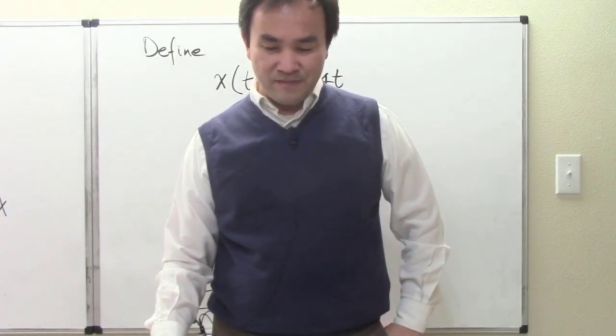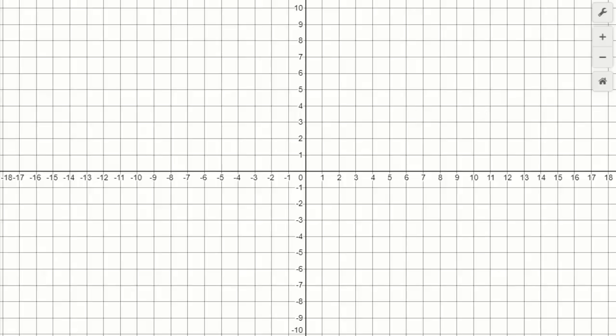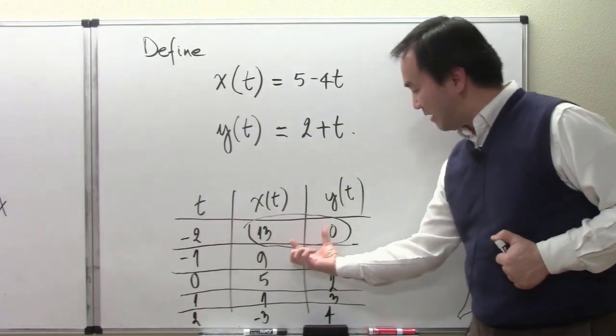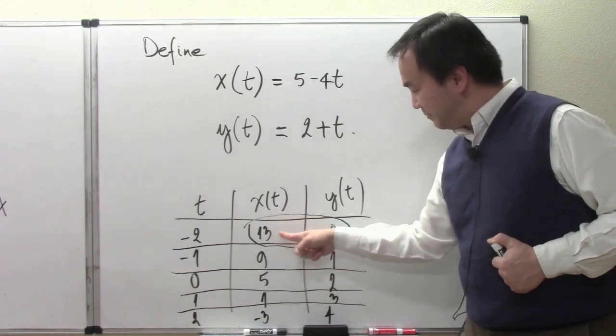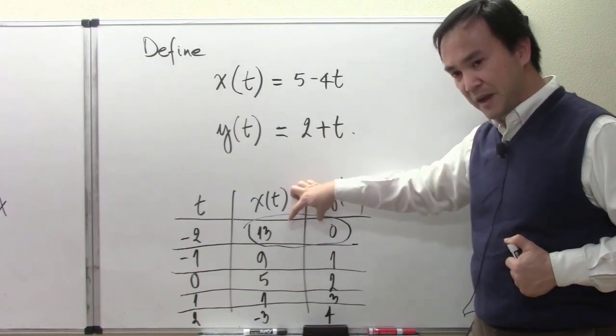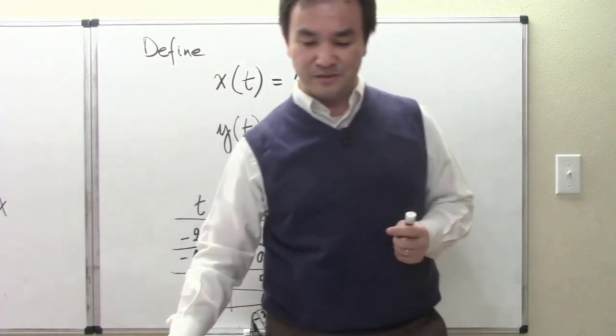All right, so that is our actual first point right here, 13 comma 0, just as usual. And just like that, on our table of values, the first pair here, when t equals -2, we come up with a pair of x and y: 13 being x, 0 being the value for y. But now we purposely put that as a pair of values, and that's how we came to the graph being plotted.